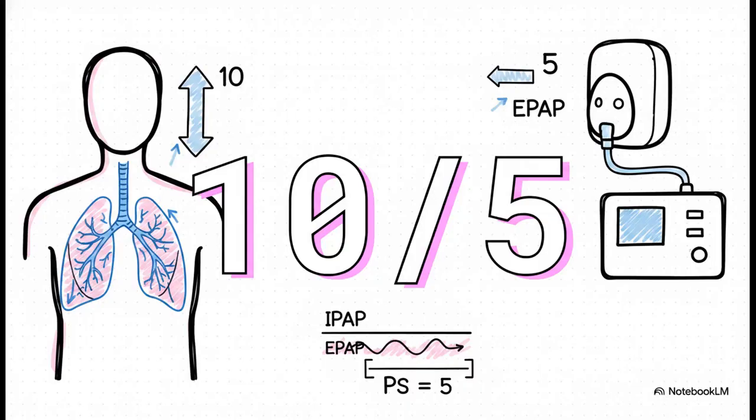So picture this. You're at the bedside, setting up a patient on BiPAP for the first time. You are almost always going to use this as your reliable go-to starting point, an IPAP of 10 over an EPAP of 5. Doing the quick math, that gives you a starting pressure support of 5.